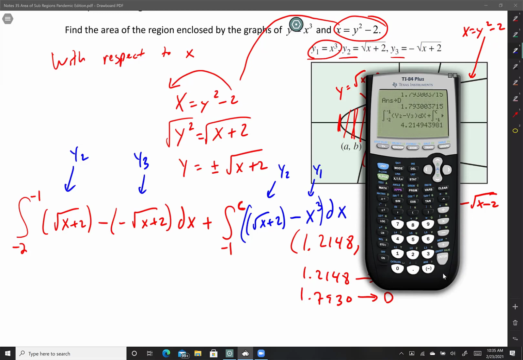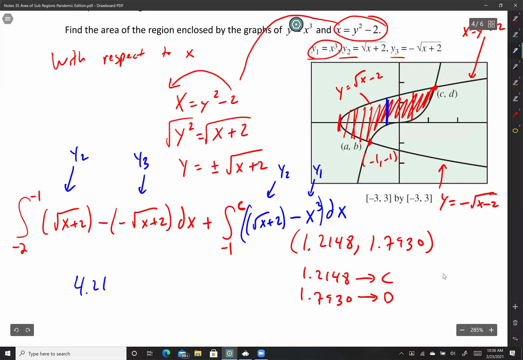There it is. I got 4.2149. It should be accurate to at least 4 there. Are you guys ready to do this with respect to y? It's going to be a lot simpler, guys.